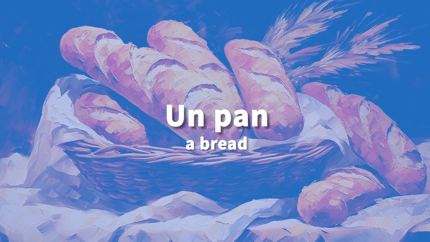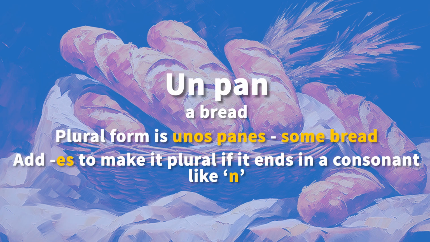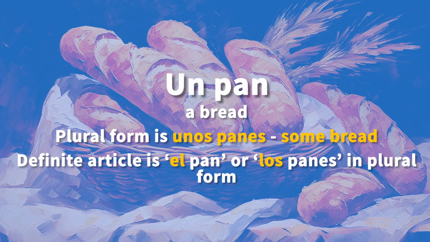Un pan means a bread. Pan is a masculine noun in the singular form, which is why it follows the indefinite article un. The plural form of un pan, a bread, is unos panes, some bread. Remember, when a masculine noun ends in a consonant like n in the case of pan, you have to add es instead of just s to make it plural. The definite article for pan is el pan, or los panes in the plural form.